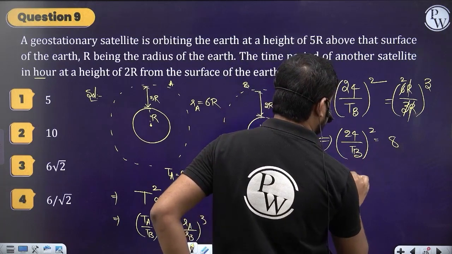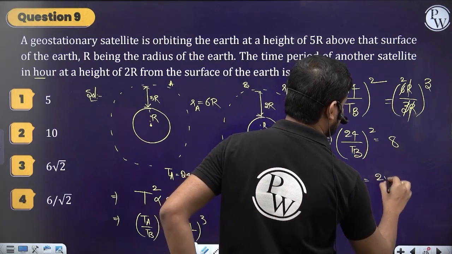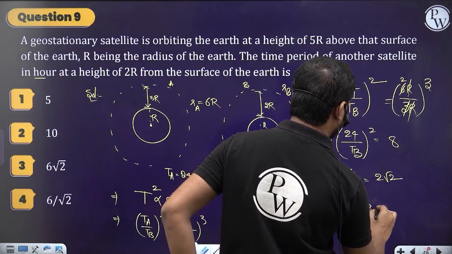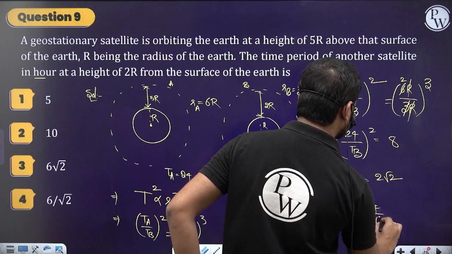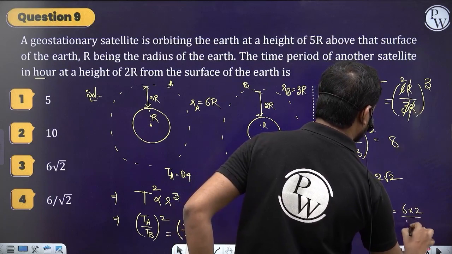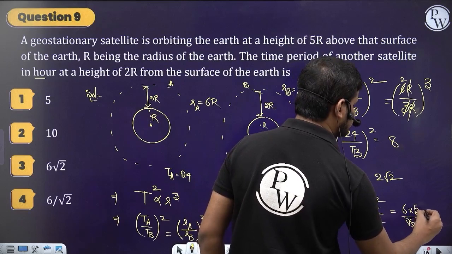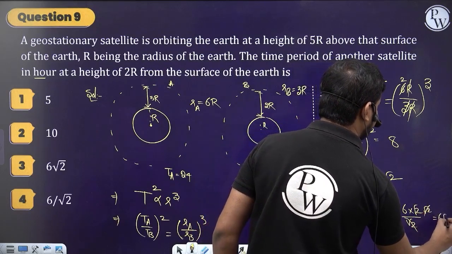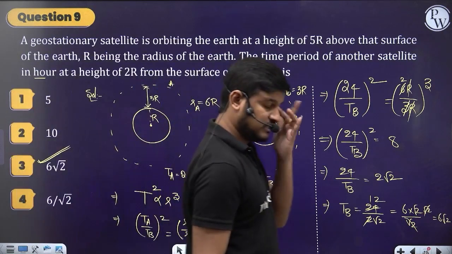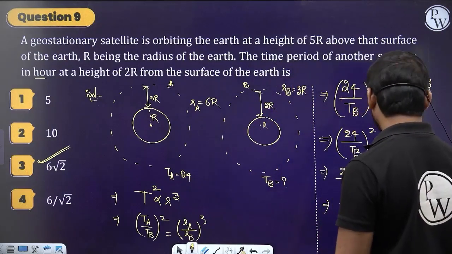So 24 by TB, sending this to root 8, which is 2 root 2. Then TB is equal to 24 by 2 root 2. I can write it as 12 by root 2, which is 6 into 2 by root 2. This 2 I can write as root 2 into root 2, so one root 2 cancels, and we are left with 6 root 2. So option 3 is the correct answer, guys. Done, everyone? Clear with this question? Good. Now let's go for the next question.